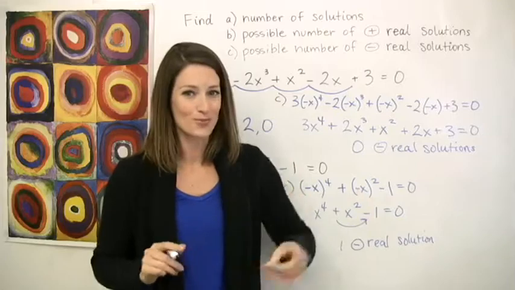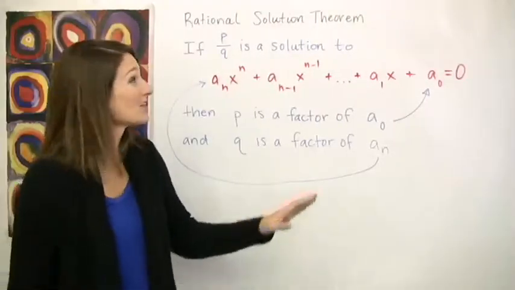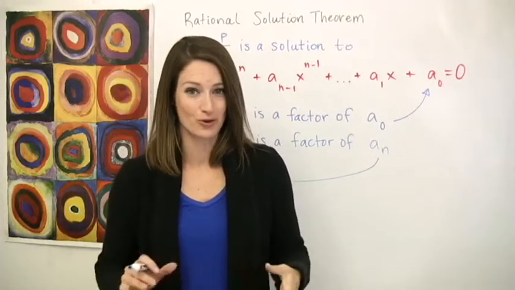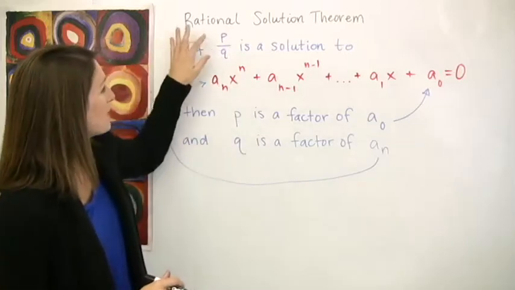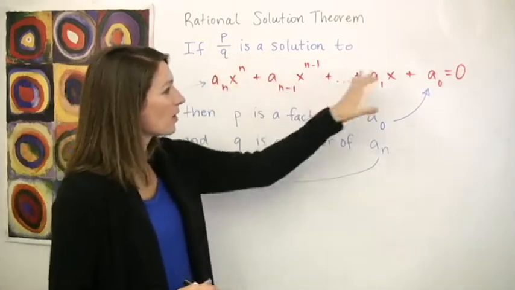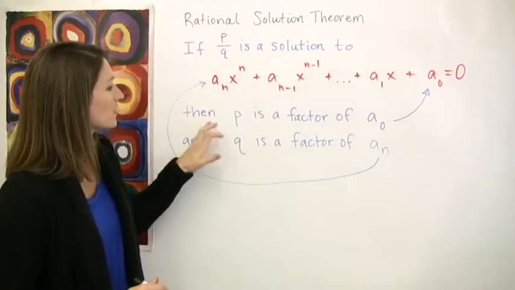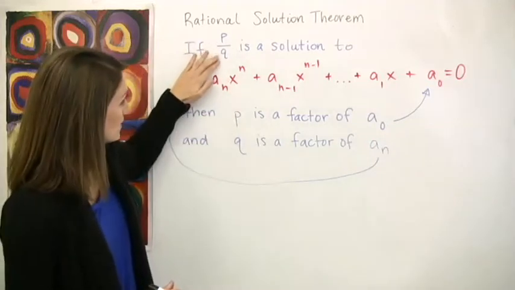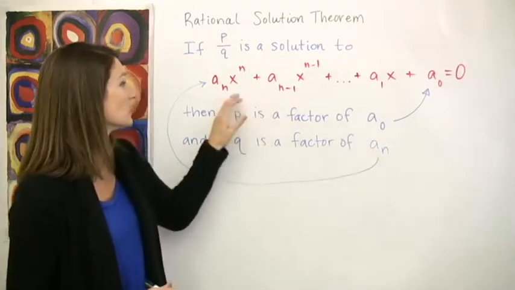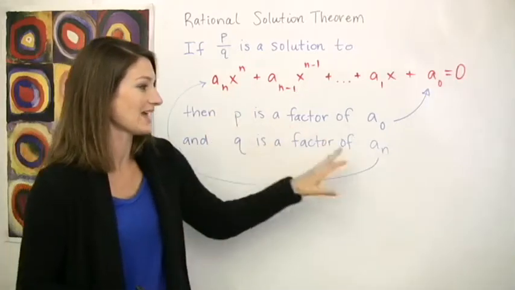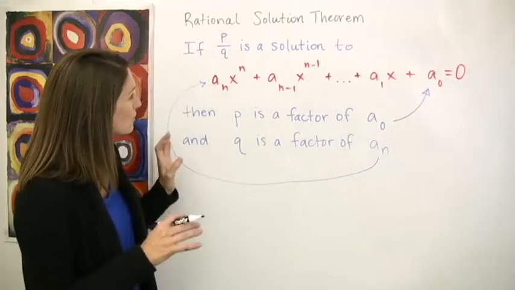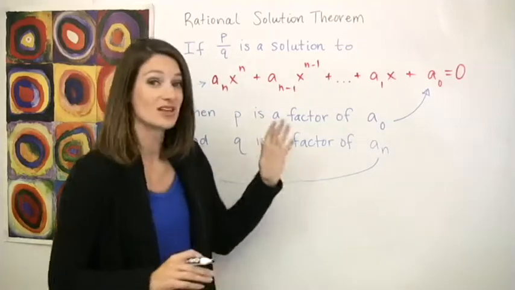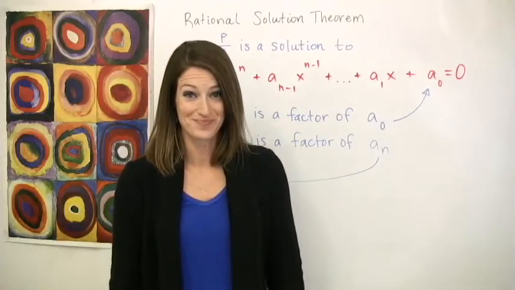Let's move on, and we're going to talk about one more important theorem. Now, the rational solution theorem is a way to list all of the possible rational solutions for a polynomial equation. And we do that by saying P over Q is a solution to this polynomial equation. If that's true, then P is a factor of the constant term A sub 0, and Q in the denominator is a factor of the leading coefficient of our first term in the equation, A sub n. And then we can use our values for P and Q, put them together in order to find possible solutions for this equation. So let's go ahead and try an example using this theorem.